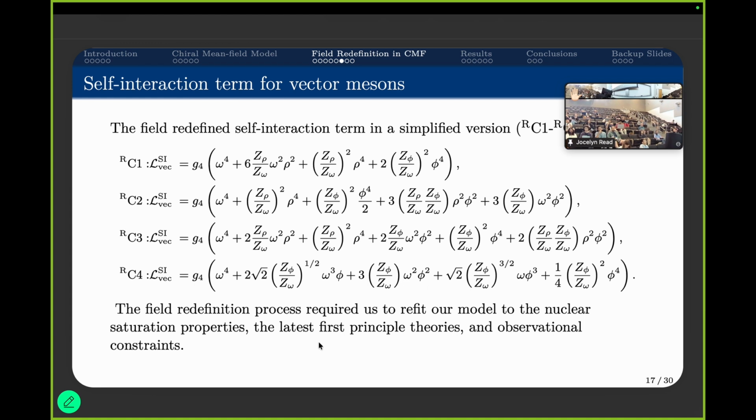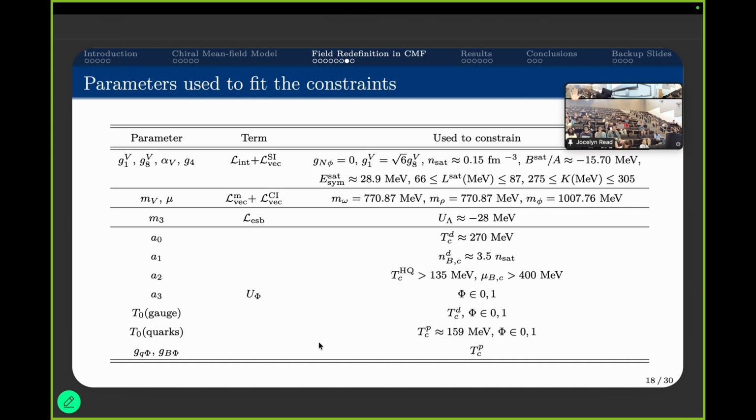So the field redefinition process required us to refit our model to the nuclear saturation properties, the latest first principle theory, and the observational constraints. This is the parameter table, showing which parameter is associated with which Lagrangian or potential term, and what are the parameters from different nuclear theories or lattice QCD which we have used to fix them.